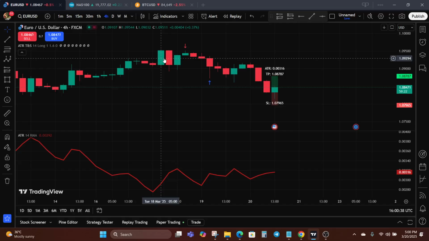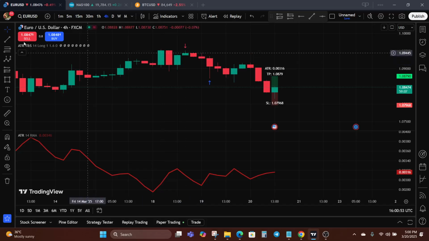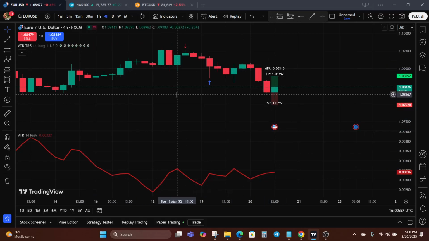So when you are using the ATR indicator, you can identify market volatility. You can set realistic take profit levels. You can adapt to different market conditions and prevent emotional exits because of the data-driven trade management. So instead of using a fixed take profit, ATR helps you adjust your targets dynamically based on real-time price movement.